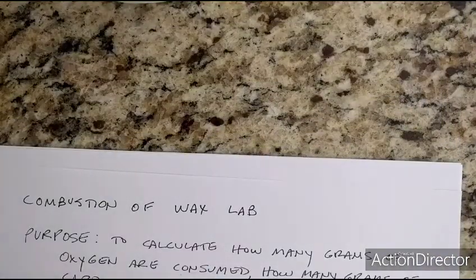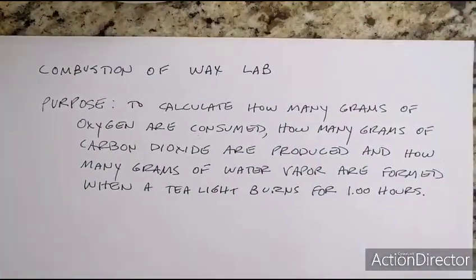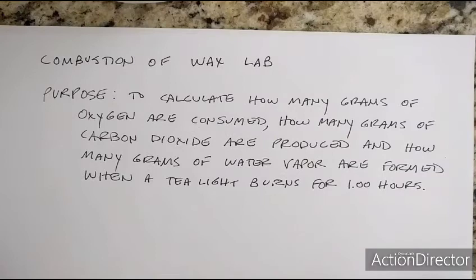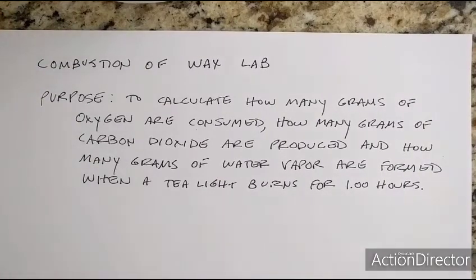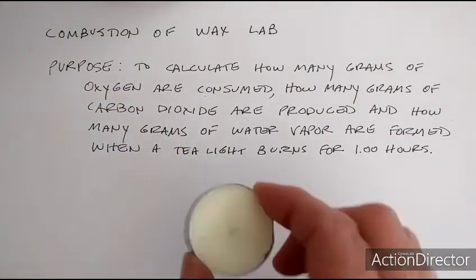So for our lab, we are going to do the combustion of wax. And our purpose is to calculate how many grams of oxygen are consumed, how many grams of carbon dioxide are produced, and how many grams of water vapor are formed or produced when a tea light burns for 1.00 hours. All right, so this is a tea light. That's what it looks like.